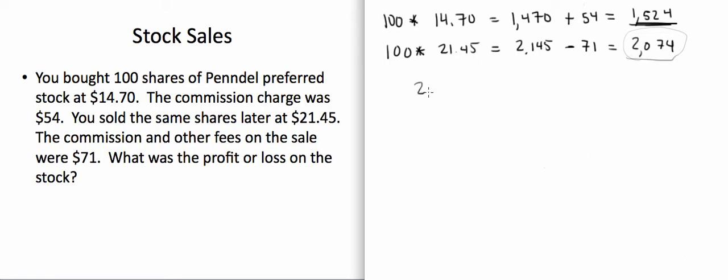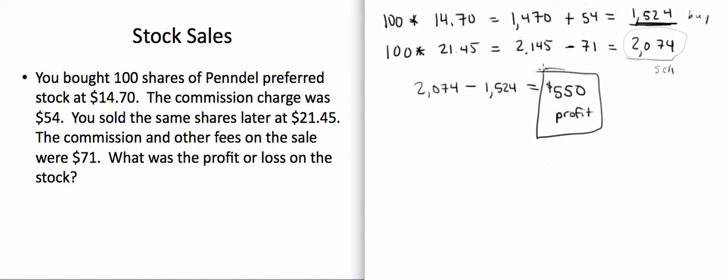So now we're going to take 2,074 and subtract out 1,524 because we're going to take our selling price minus our buying price, and that gives us an answer of $550. And because that answer is positive, that means it is a profit. Okay, so this is our stock sales from there.